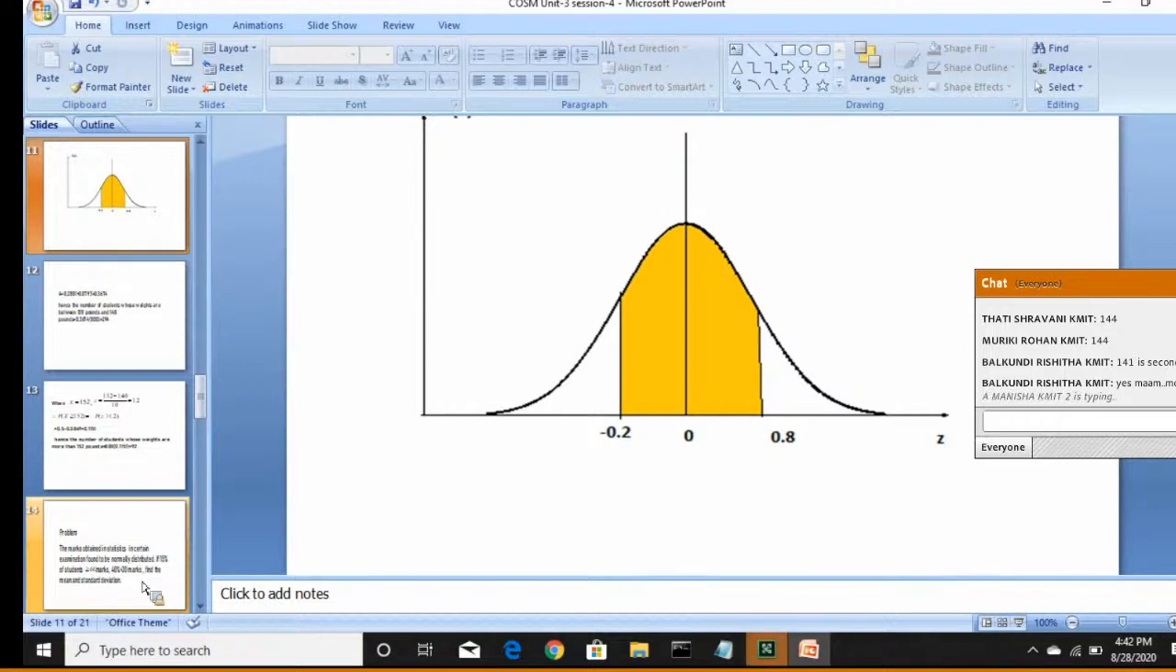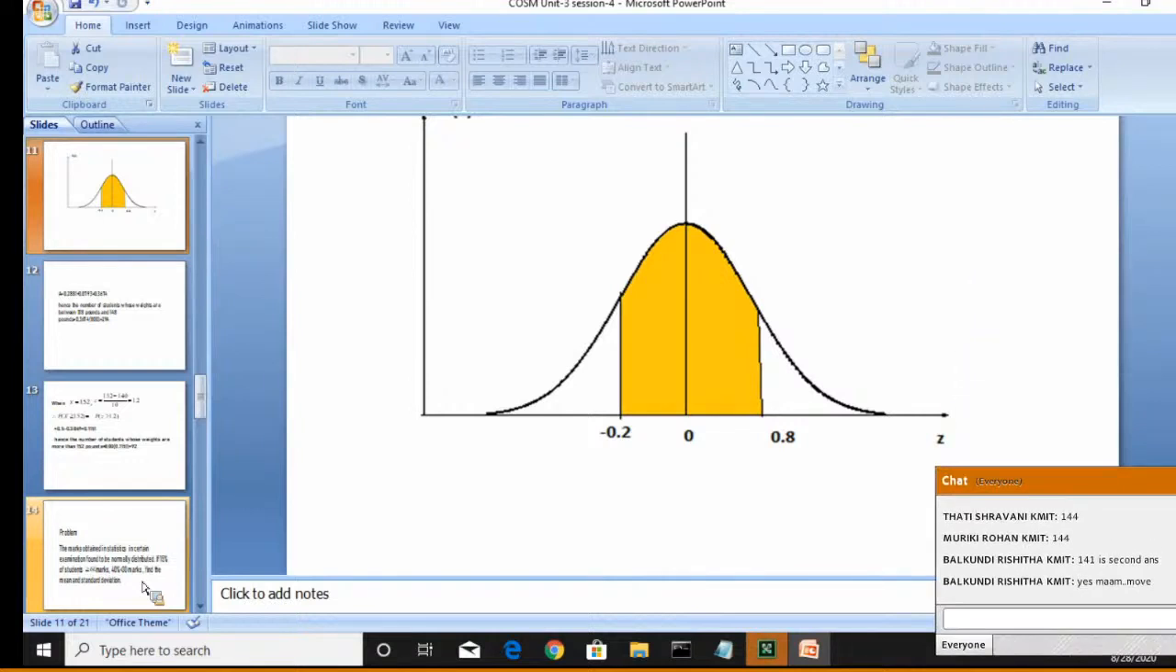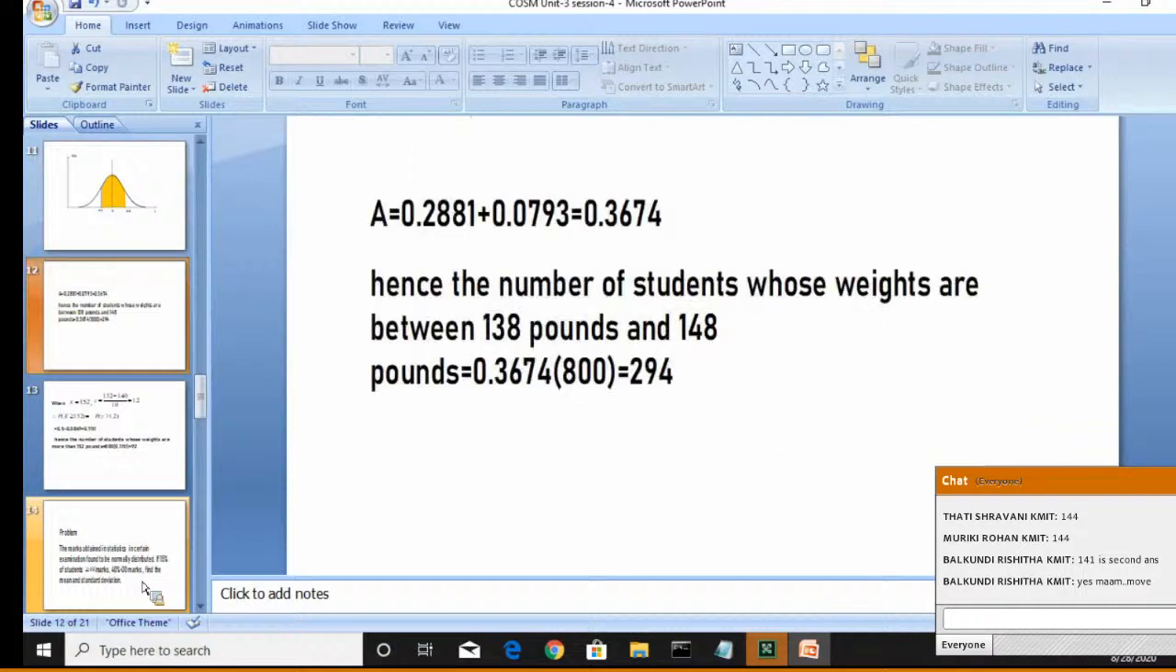I have shown that figure. All of you should draw the figure and you should mark it. This is Z axis, not X axis. You should write it. Yes. So the answer is coming 0.3674. I got 294. Whether my calculation is correct or not.